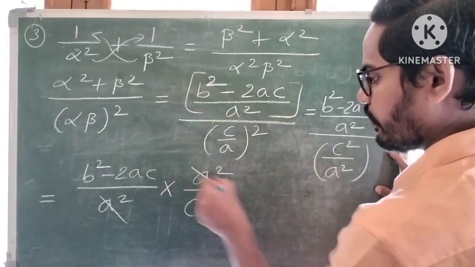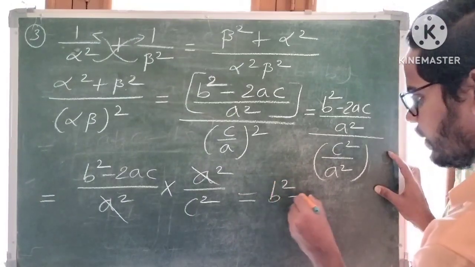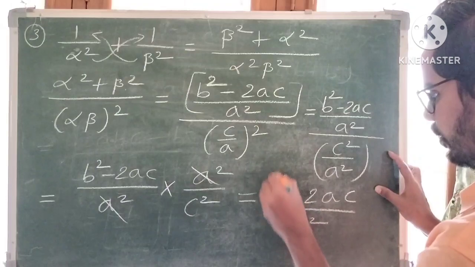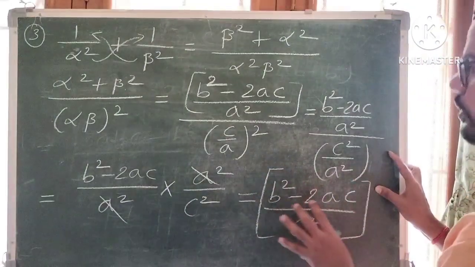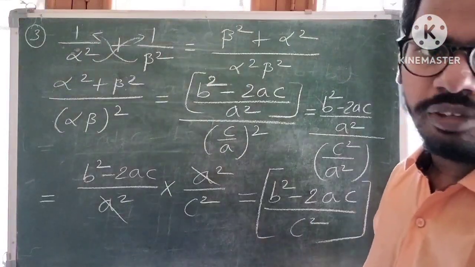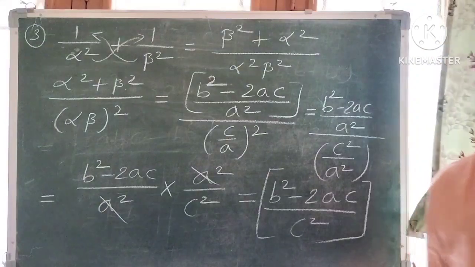So anyhow, here a square gets cancelled. So what is the final expression? b square minus 2ac by c square. So this is the formula for 1 by alpha square plus 1 by beta square. Therefore 1 by alpha square plus 1 by beta square is equal to b square minus 2ac by c square.